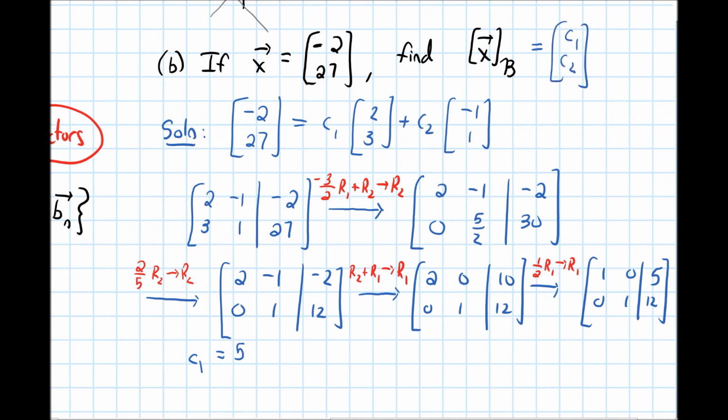So that's ultimately what I want to get. So from the first row here, I get that c1 equals 5. From the second row, we get c2 equals 12. And at this point, I can write down my coordinate vector. So [x]_B, the coordinate vector of x for the basis B, is the vector [5, 12].